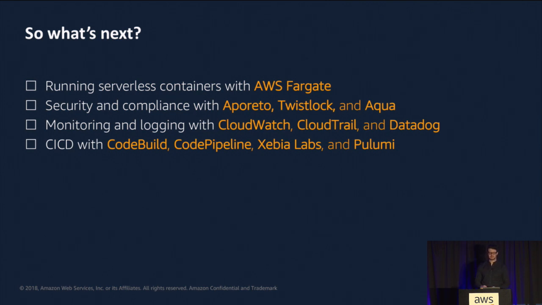So we've perfectly set ourselves up to talk about this. We're going to start with running serverless containers with AWS Fargate. And then we're going to move on to how we enable security and compliance with our partners Aporeto, Twistlock, and Aqua. And then we're going to have monitoring and logging using AWS CloudWatch, CloudTrail, and our partner Datadog. And then we're going to end the day talking about CI/CD with AWS CodeBuild, CodePipeline, Xebia Labs, and Pulumi. So I'm really excited to welcome Justin Graham and Tiffany Jernigan up here to kick us off and start talking a little bit deeper about how we use AWS Fargate to run our containers in a serverless way.